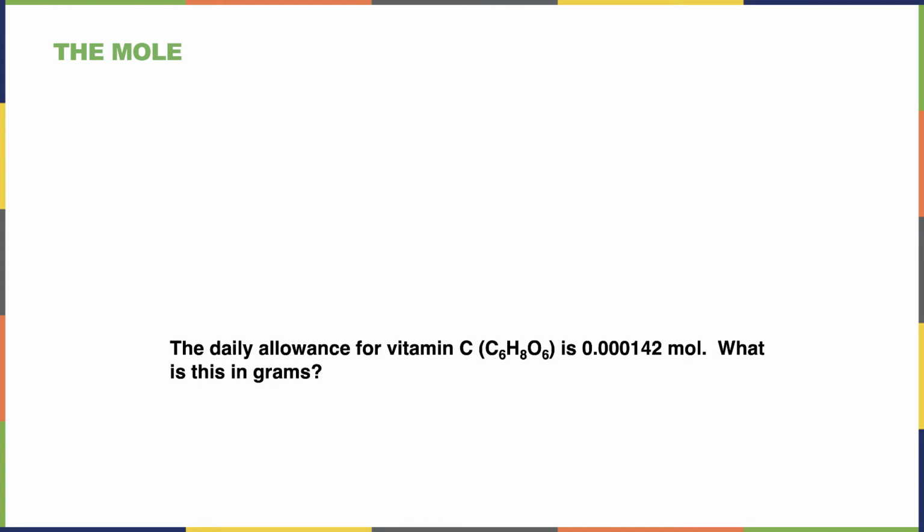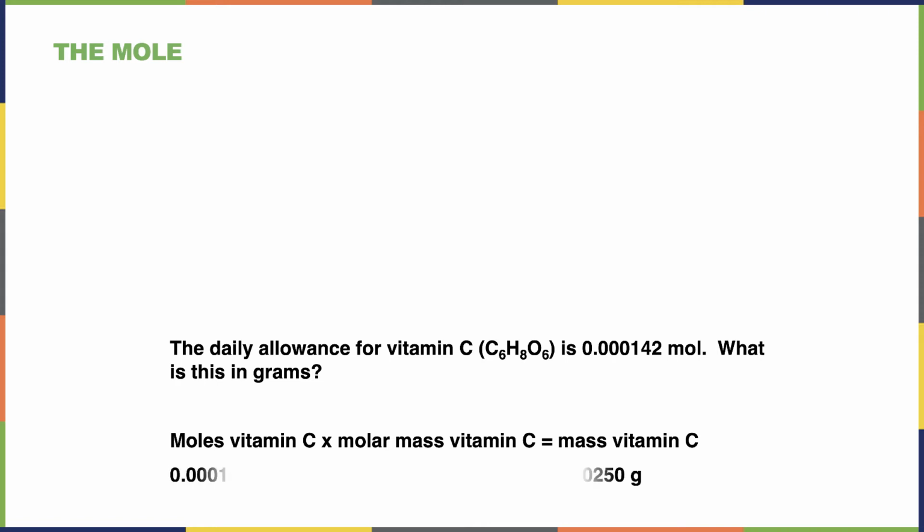One more example. The daily allowance of vitamin C, which I've given you the formula here, is 0.000142 moles. What is this in grams? Well, in order to do this, you need to first calculate the molar mass of vitamin C. Once you know what the molar mass of vitamin C is, you can multiply that by the moles of vitamin C you have, and this tells you the mass of vitamin C that you have.